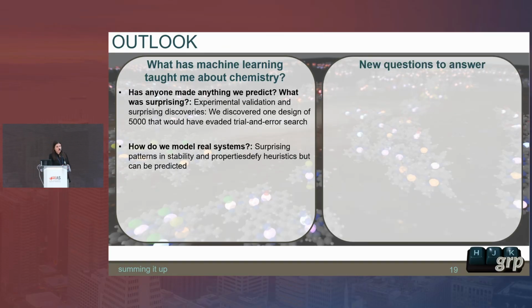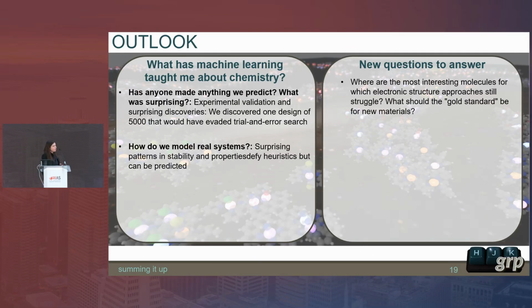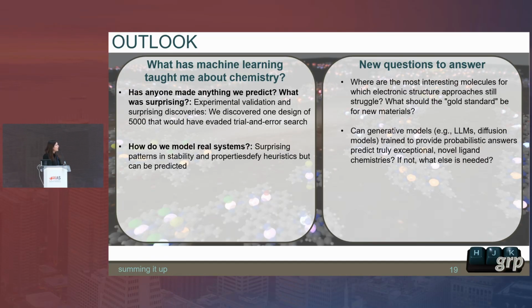There are obviously new questions to answer that I haven't answered yet that I like to think about. There are many cases where AI is empowered by and accelerated by quantum chemistry. But there are many molecules for which conventional electronic structure approaches still struggle, even the gold standard coupled cluster that you heard about earlier. What should the gold standard be when we're studying totally new materials for which we have no benchmark data? Can generative models provide truly exceptional novel ligand chemistries? If not, what else do we need?